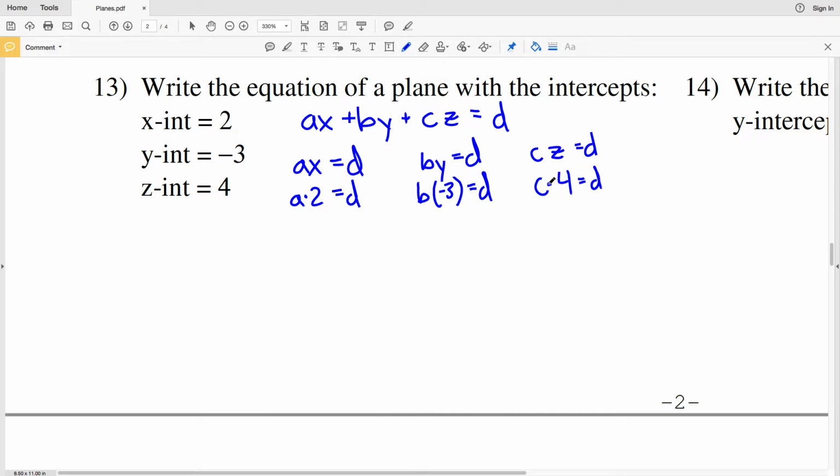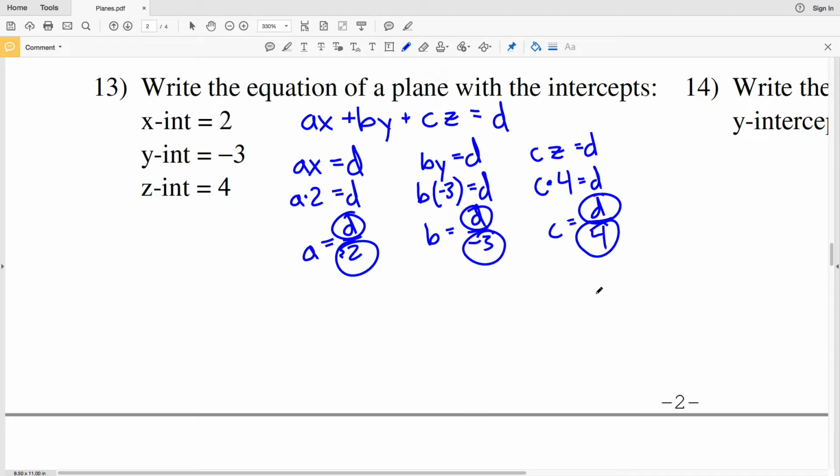So we can simplify these by dividing the first equation by 2, the second equation by -3, and the third equation by 4 in order to get our coefficients by themselves, which is what we're trying to solve for. So we will have a equal to d divided by 2, b equal to d divided by -3, and c equal to d divided by 4. So I want to find some d value that is a multiple of 2, -3, and 4. So let's go ahead and make our d value 12.